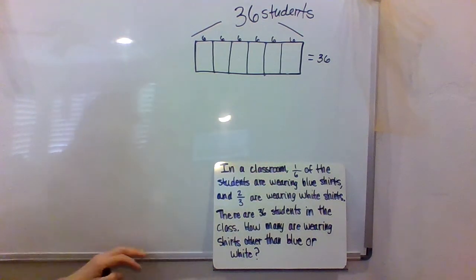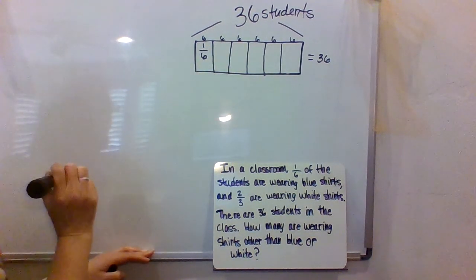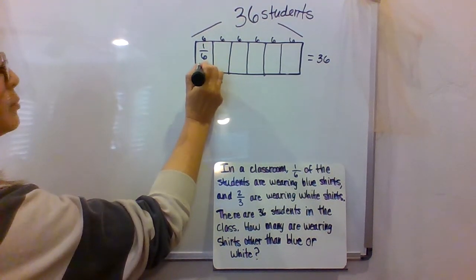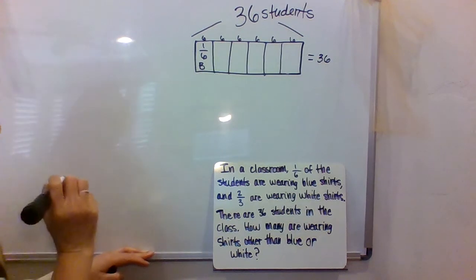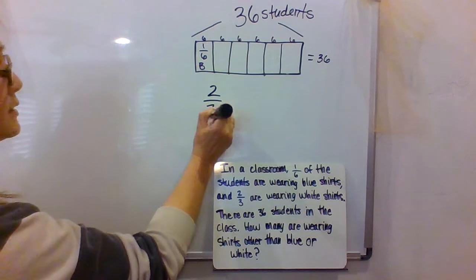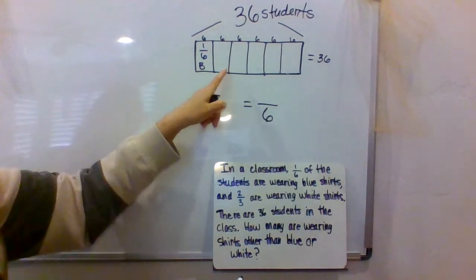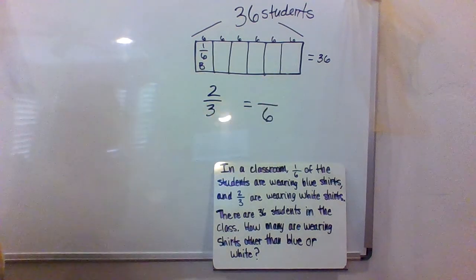Right? Okay, they're telling me that of my fraction tile or my tape diagram, I have 6 equal parts. So 1/6 of the students are wearing blue. So that's my fraction tile. It equals 1/6, and I'm going to put a B in here for blue. Okay, now it says 2/3 are wearing white. Well, I'm going to change that 2/3 into an equivalent fraction to equal 6 because I have partitioned my tape diagram into 6 equal parts.